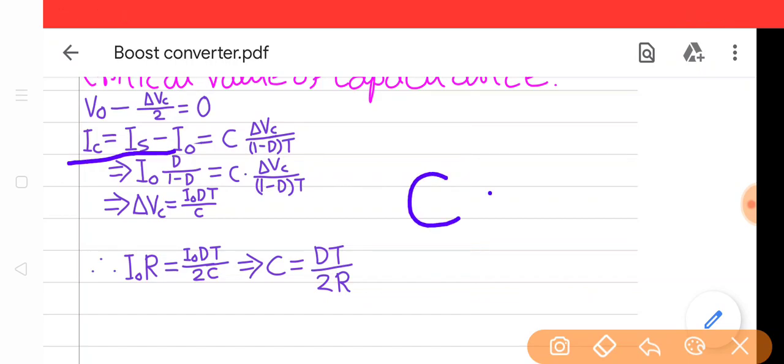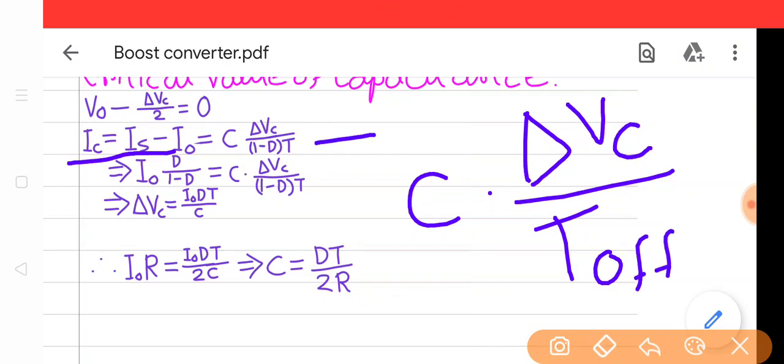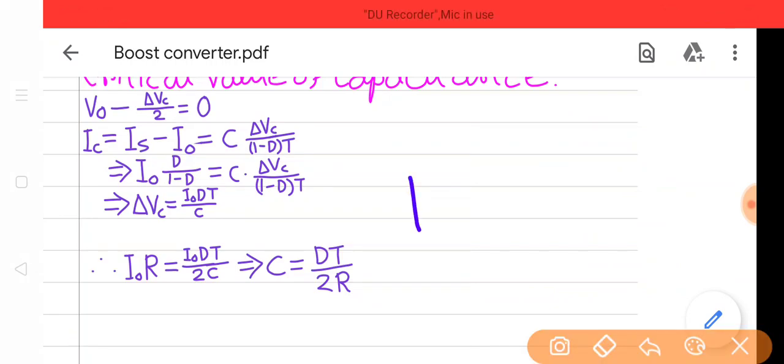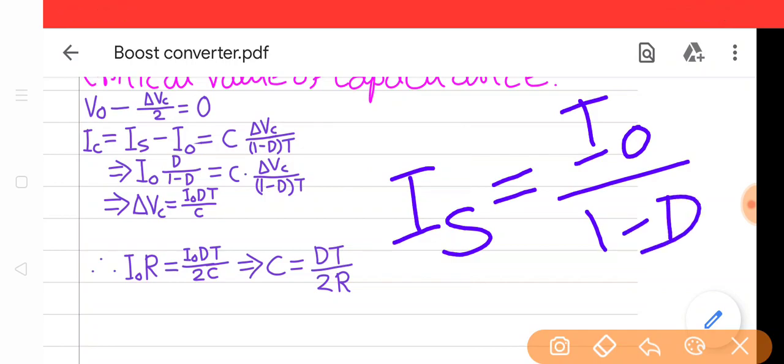C multiplied by the change of capacitor voltage, considered as del Vc, the difference between the minimum and maximum value, divided by del T or dt, the change of time. The change of time is T off, and T off equals 1 minus D into T. And you know that Is or IL equals IO, the output current, divided by 1 minus D. So if we put this equation here, it will give Is minus IO equals IO into D by 1 minus D, that equals this.